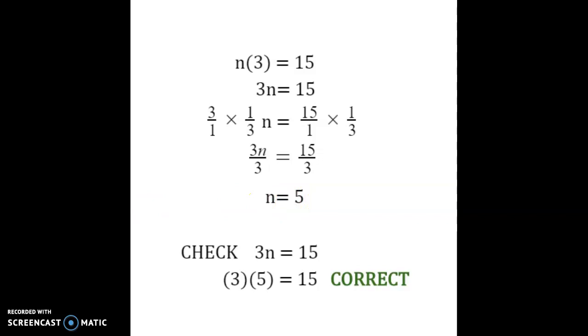As with anything else, we check. Here is our original problem. 3 times n equals 15. We notice that when we multiply the 2, we get 15 and we are correct.